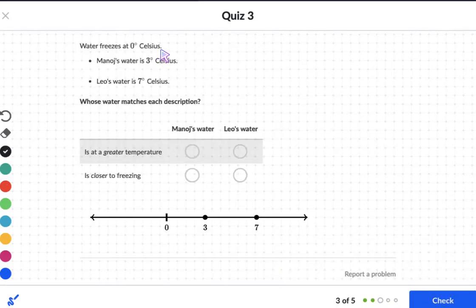Water freezes at 0 degrees Celsius. Mano's water is 3 degrees Celsius. Leo's water is 7 degrees Celsius. Whose water matches each description? Is at a greater temperature, and is closer to freezing. Go ahead and pause the video and see if you can try it on your own.